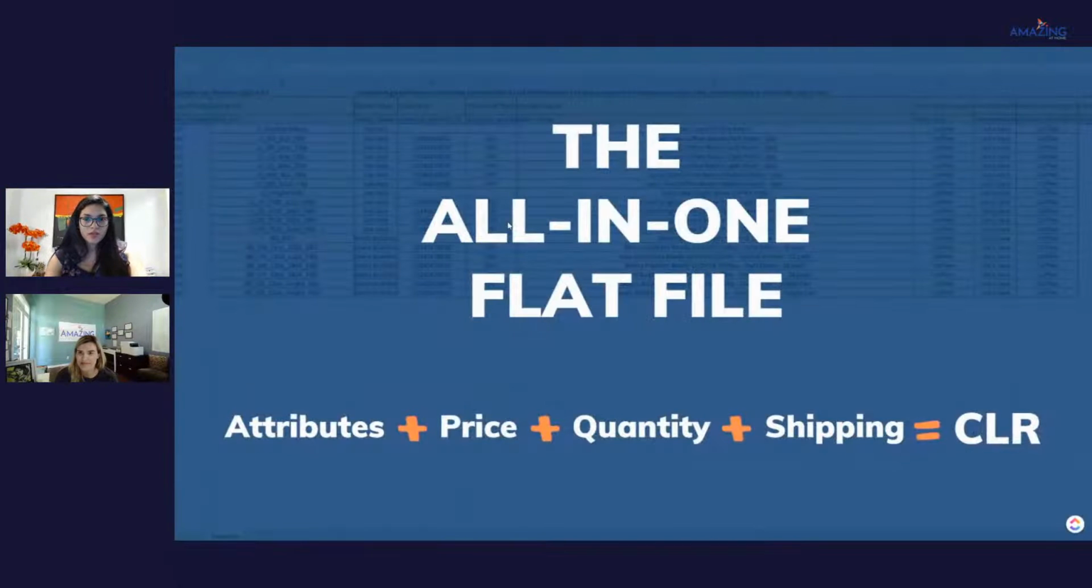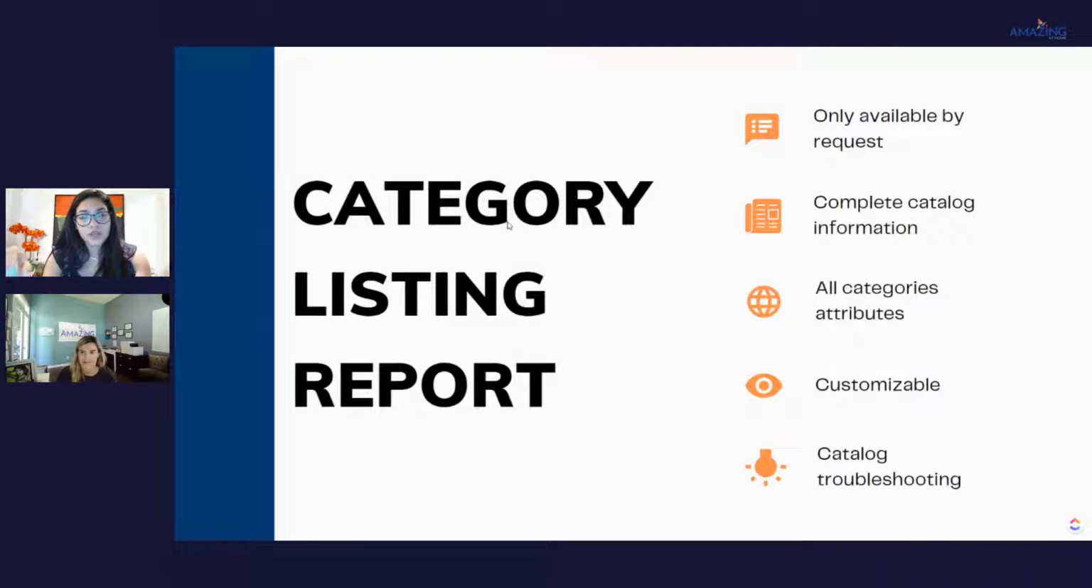Yep. So, as I mentioned, there is one big, and this is my favorite by far, category of all time. It's the all in one flat file where you can see the attributes of the catalog, the price, the quantities, and the shipping template. And that is called the category listing report. It's only available by request, and this is why most sellers are not aware that it exists. It has the complete information for your catalog. It compounds all the categories that you're selling in. It's customizable, and it's my favorite way to do catalog troubleshooting.